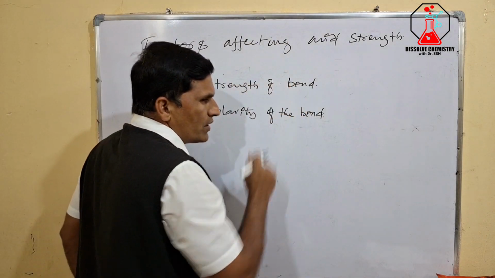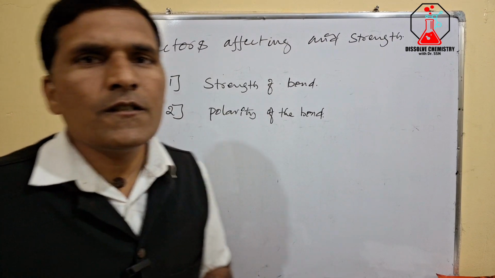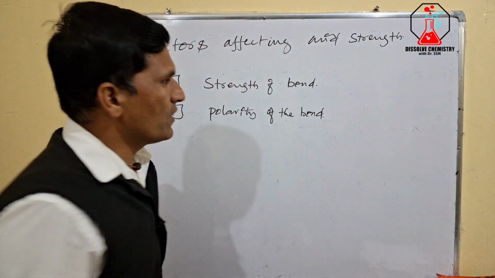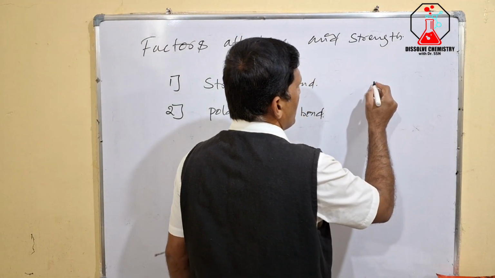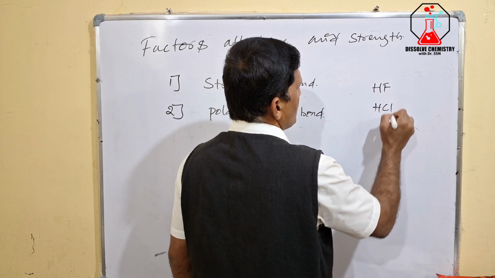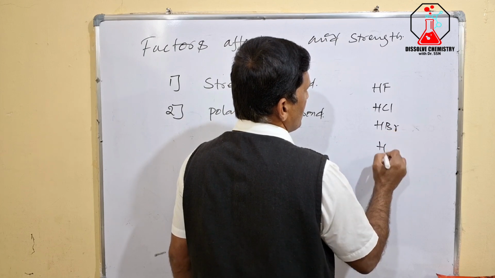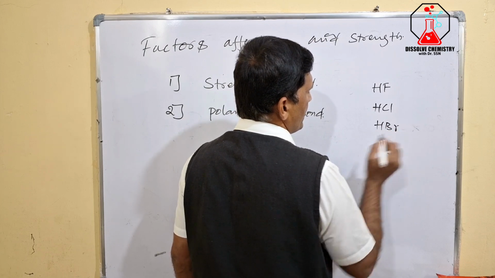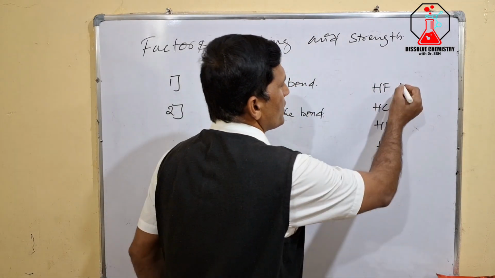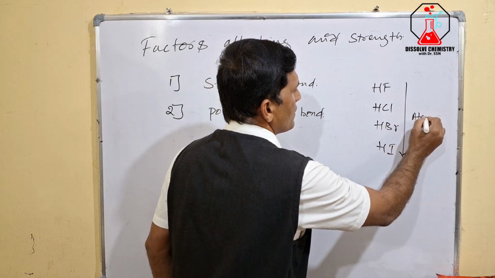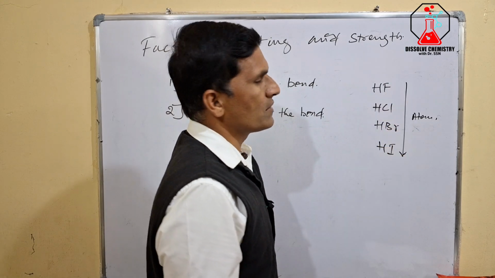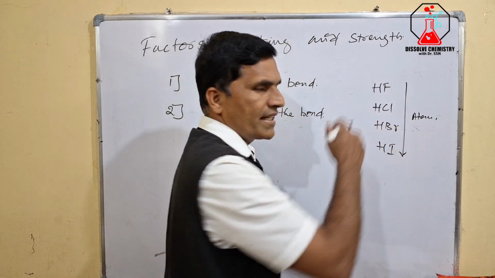See, how the strength of the bond is influencing the acid strength, this we will compare in a group. Say for example, if you take acids of 17th group elements like HF, HCl, HBr, and then you can take HI. Now, the strength of the bond goes on decreasing due to increase in atomic size of the halogen atom. So as the size increases, the bond strength goes on decreasing.